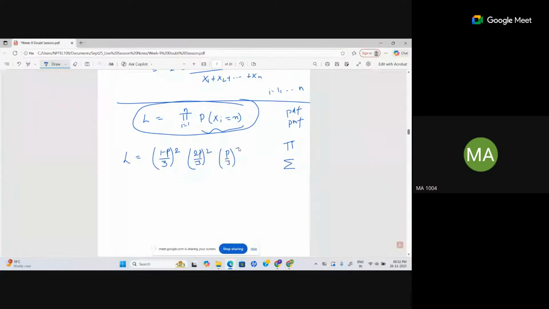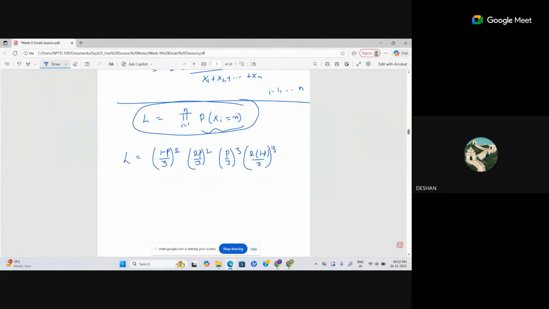Okay, and then for 2, 2 is occurring 1 time, and the probability is 2(1 minus p)/3. So 2(1 minus p) divided by 3 is occurring 3 times. Okay, so this is how you can see we are multiplying the probabilities for all the sample points. Now is this thing clear? How are we calculating the likelihood function?